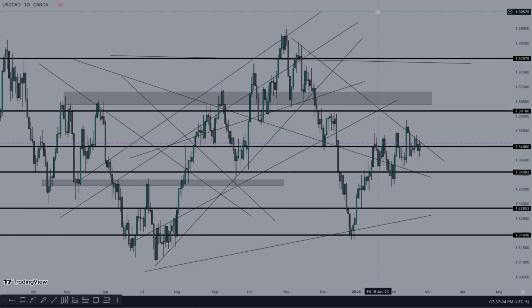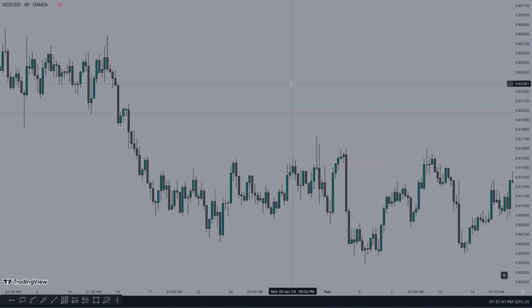This video is not going to be long, so don't get too comfortable. However, I'm going to break down my simple tips that I use when drawing my support and resistance levels, how I approach them, and how I see the market. Stick around to the end. Okay, so this is an NZD/USD 4-hour chart.